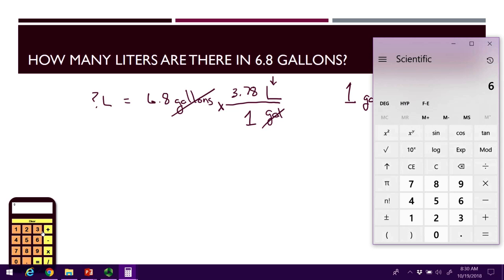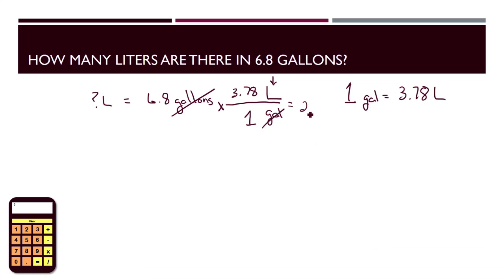Okay, so let's do that math. So we'll take 6.8, and we'll multiply it by 3.78. And the answer that we get there is 25.704, and that's in liters. Since our original number just has 2 significant figures, let's just keep 2. So we'll say that 6.8 gallons is about 26 liters. So how many liters are there in 6.8 gallons? It's 26 liters, or thereabout.